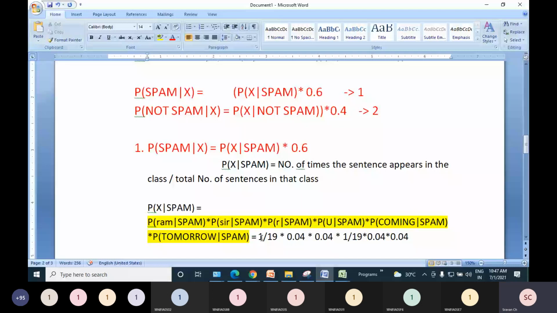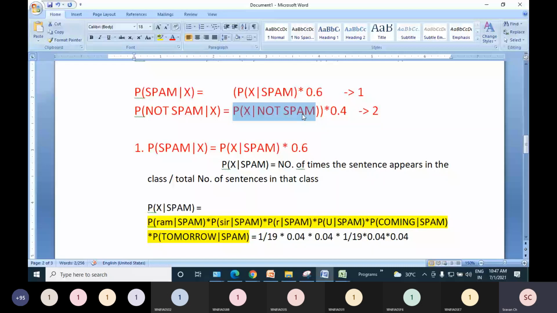Which gives me my first equation. Similarly, I will repeat the same process for not spam. The way I was searching in the spam category, now I will search in the not spam category for my same words, same text: "Are you coming tomorrow?" I'll see the conditional probability for the not spam category, so I will get some answer. I'll multiply it with 0.4. I'll get my second equation.